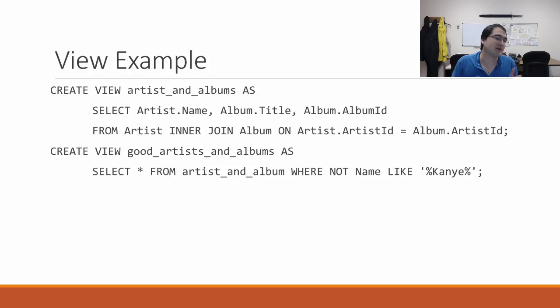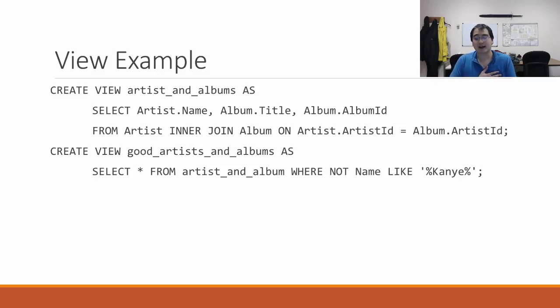So what I'm going to do is create a new view called good_artists_and_albums where I want to select star. I want to select all the rows from artists_and_albums. I'm selecting from the previous view because you can use views just like they're tables, and I say where not name like Kanye. If it has the letters Kanye somewhere in the name column, then it's right out. And so now I have this view that is my good artists and albums.